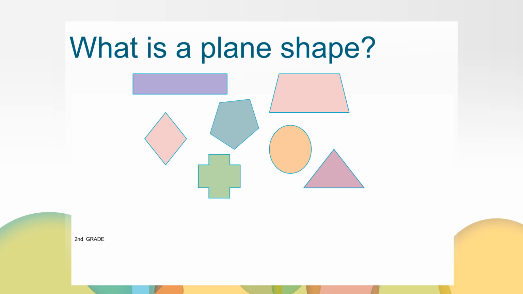So, what is a plane shape? A plane figure is a flat shape. It has length and width. You can draw a plane shape, but you can't pick it up and put it in your hand. These are often called two-dimensional shapes because they are flat.